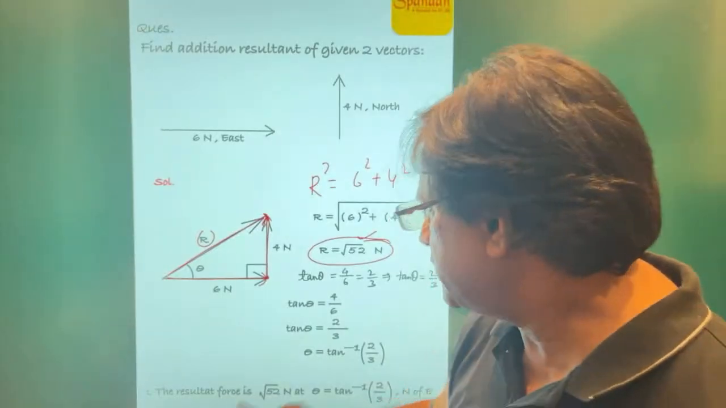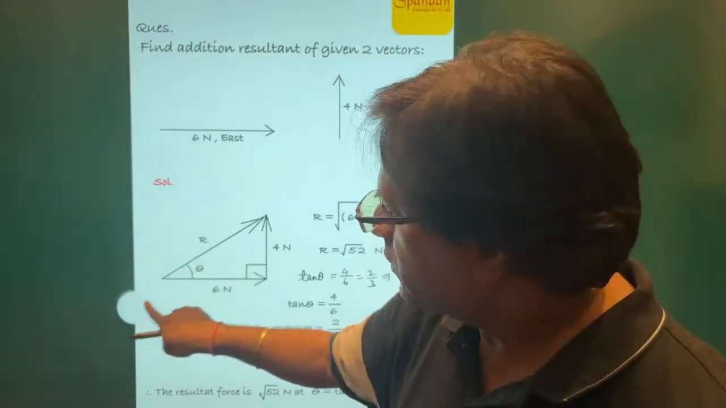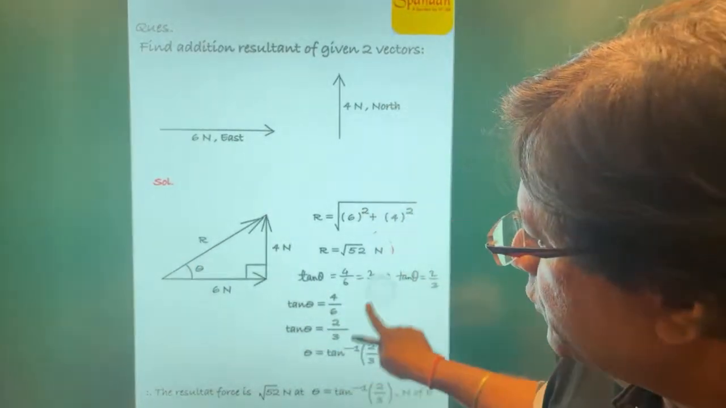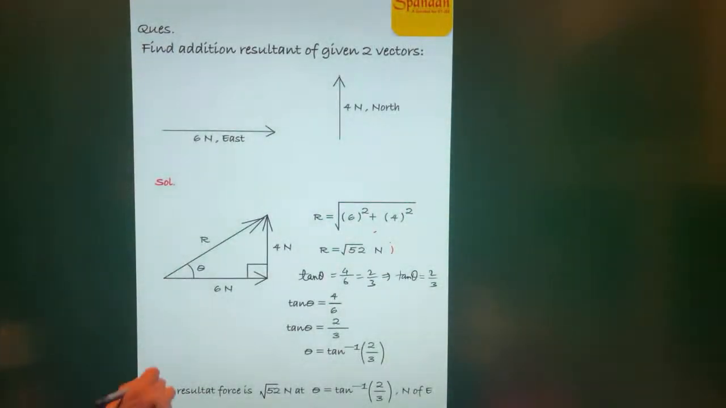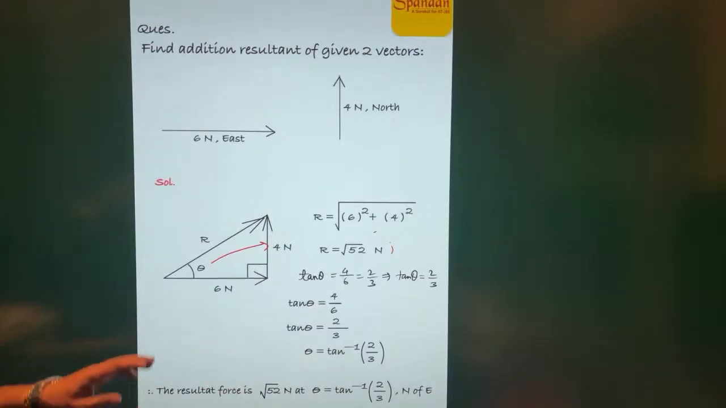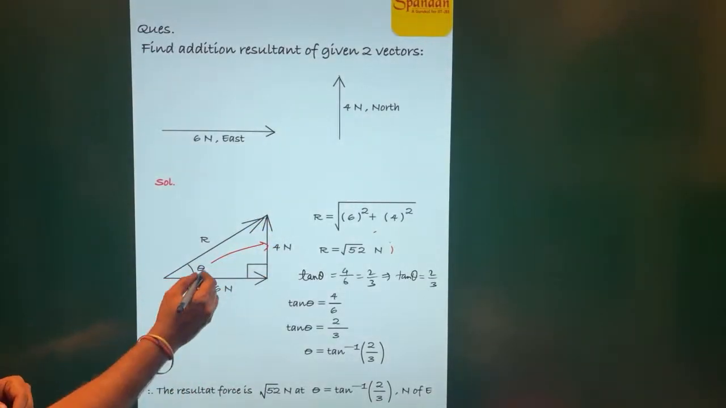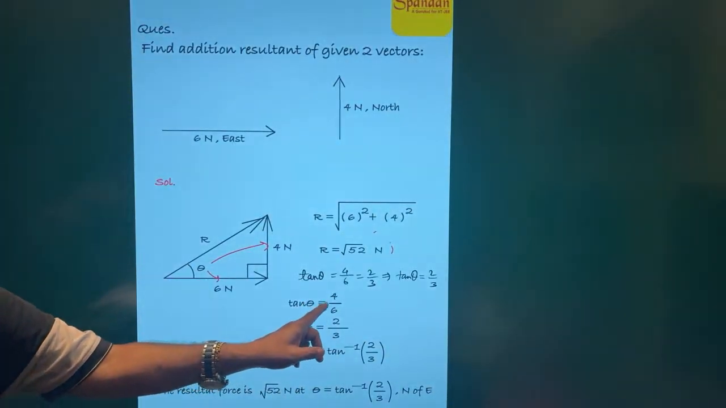Next we will see its direction. For direction we will again use tan theta. This tan theta will give the ratio of opposite to adjacent side. So which side is opposite to theta? Directly, the opposite is 4 and the adjacent to theta is 6. So it will be 4/6. Then we cancel out, 2/3.